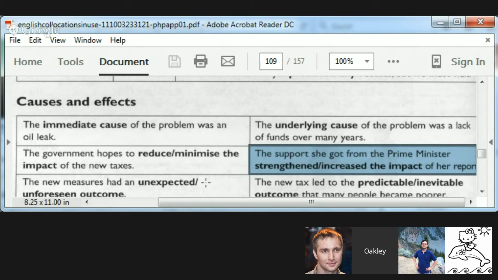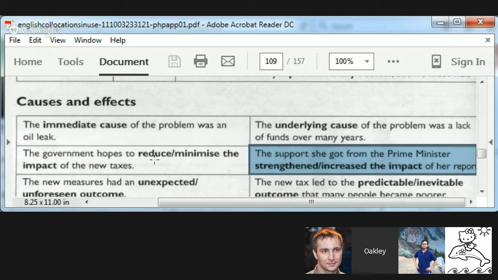For example, many governments in the UN are trying to reduce or minimize the impact of carbon emissions in the atmosphere. Right. Okay. For example, strengthen, increase. Either way, up or down. The impact. Those are strong collocations, but Hogan, what do we mean by the impact?